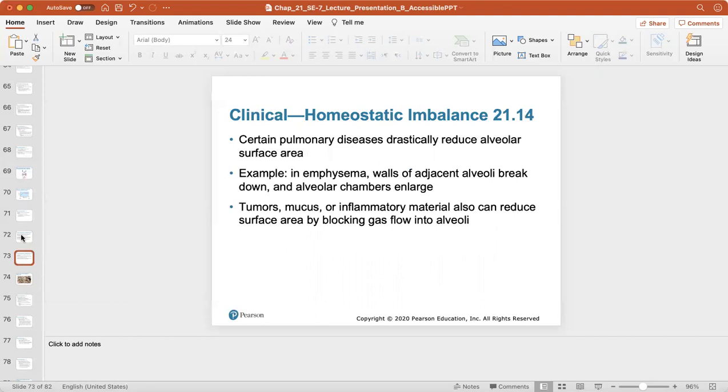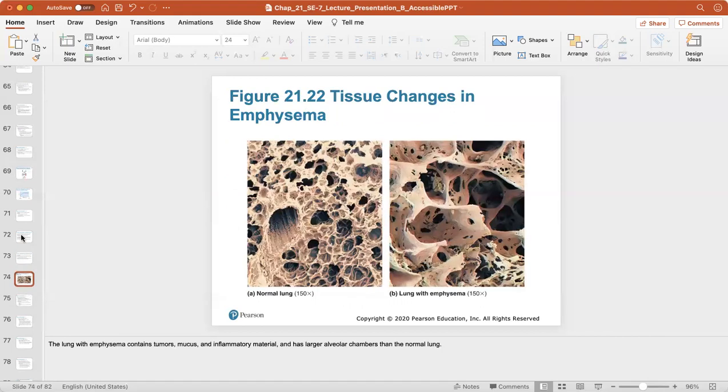Certain pulmonary diseases also drastically reduce the alveolar surface area. For example, in emphysema, the walls of adjacent alveoli break down and alveolar chambers can enlarge. A tumor, mucus, or other inflammatory material can also reduce surface area, which can block the gas flow into the alveoli. This shows a lung with emphysema, which contains tumors, mucus, and inflammatory material. It has much larger alveolar chambers than the normal lung. These are the tissue changes in emphysema.